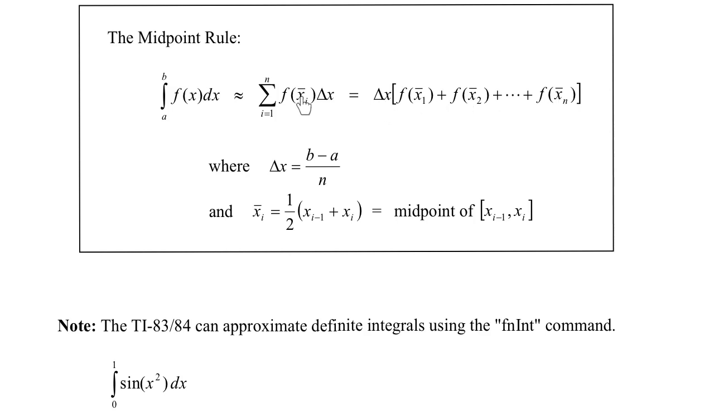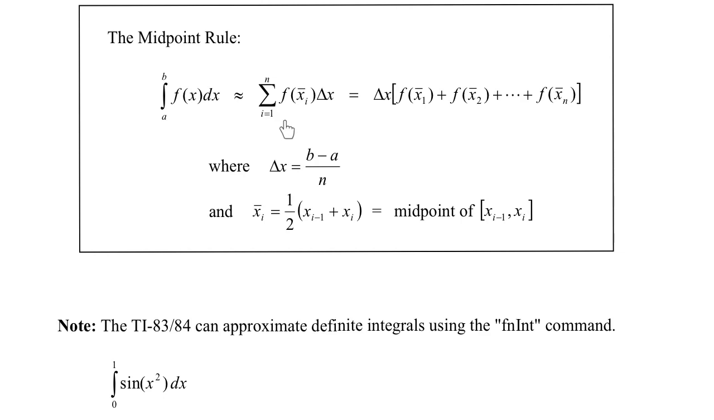The only thing we haven't seen yet is this bar. And this bar just means that it's the midpoint. So it's the midpoint of these two numbers, like x sub 4 comma x sub 5, right? So this is just the midpoint formula from geometry. You add up those two numbers and divide by 2, which is the same as adding them up and multiplying by 1/2. So when you see this bar, it just means the midpoint.